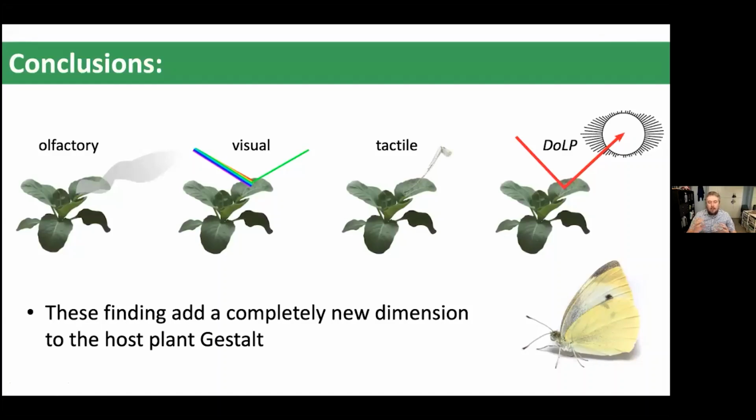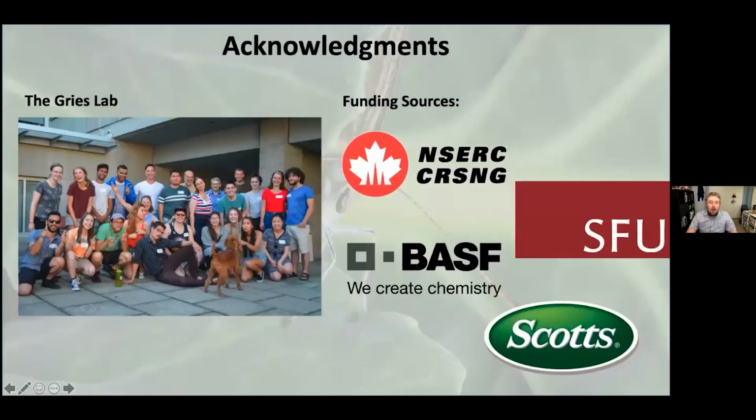And these results aren't limited to just this one species. It's likely that polarized light cues could be important for many insects, and they may allow for opportunities for improved pest management.